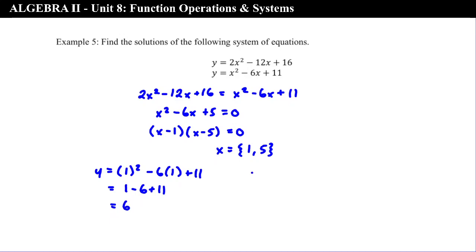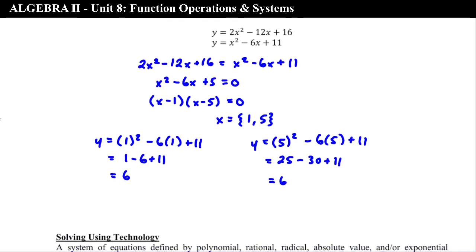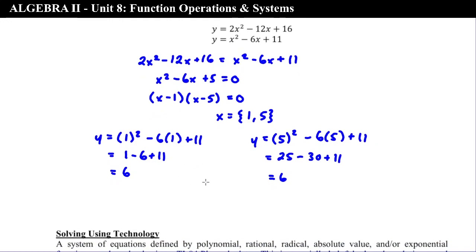And then let's find out what y is for this other value of x. So we plug in 5 for x, and we evaluate this one. 5 squared is 25. 6 times 5 is 30. Plus 11 on the end. You add all those together and you get y equals 6 for this one. So your two solutions here are going to be (1, 6) and (5, 6).